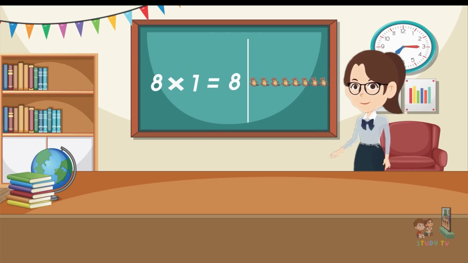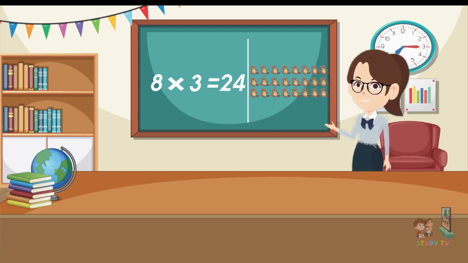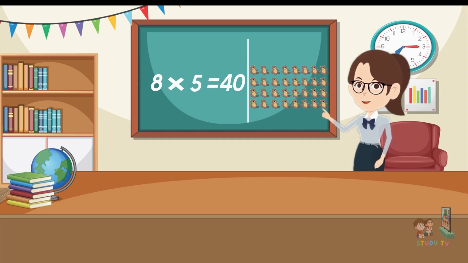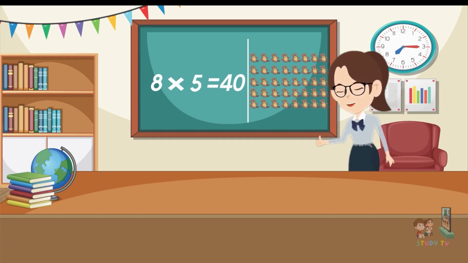8 into 1 is equal to 8. 8 into 2 is equal to 16. 8 into 3 is equal to 24. 8 into 4 is equal to 32. 8 into 5 is equal to 40.